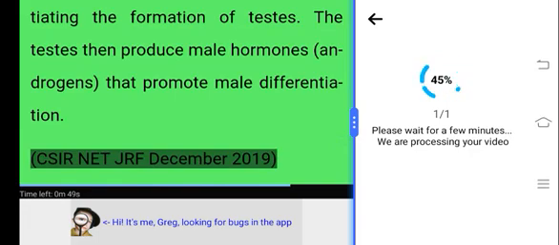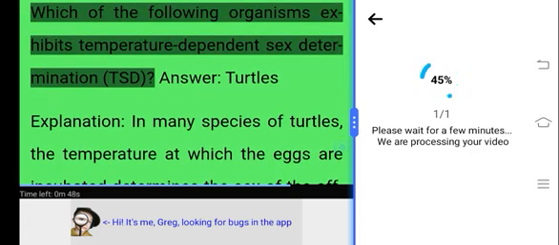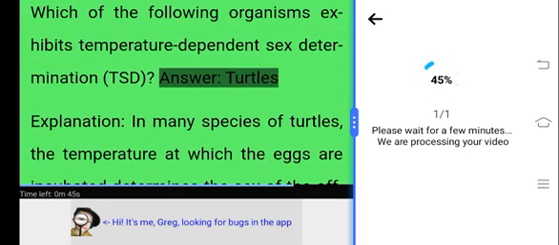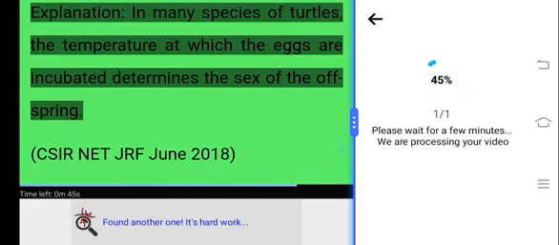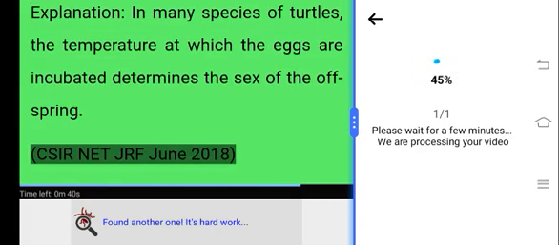CSIR NET JRF December 2019. Which of the following organisms exhibits temperature-dependent sex determination, TSD? Answer. Turtles. Explanation. In many species of turtles, the temperature at which the eggs are incubated determines the sex of the offspring.